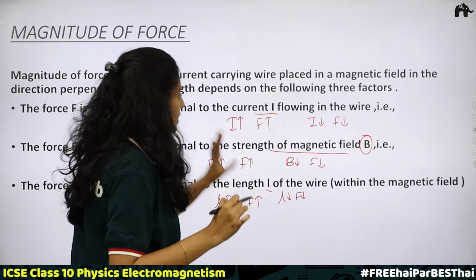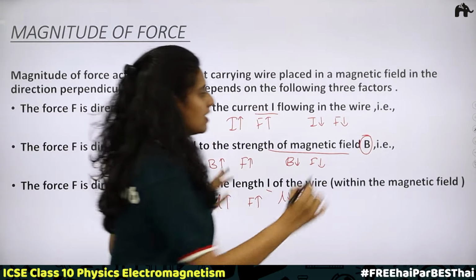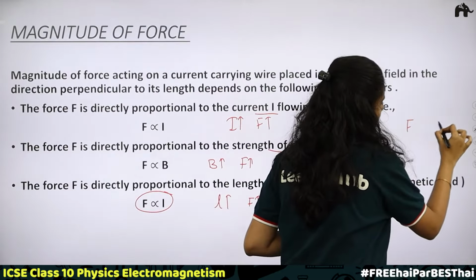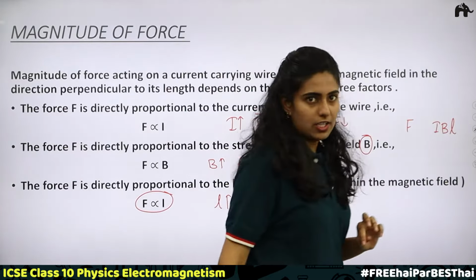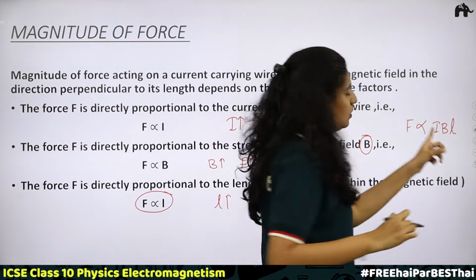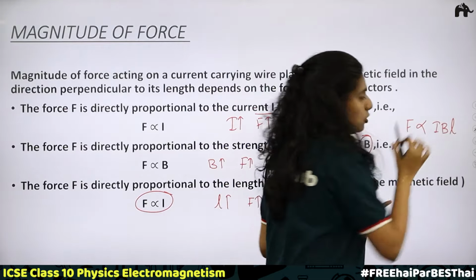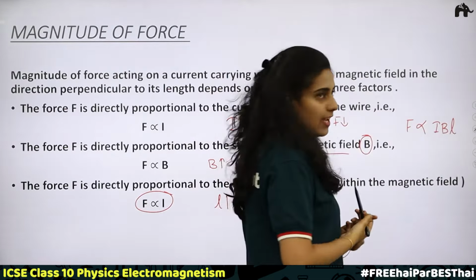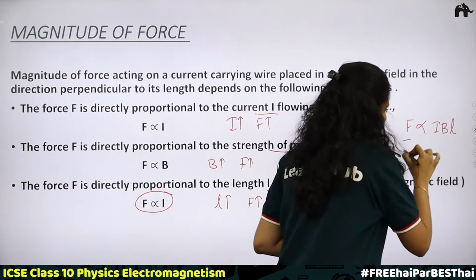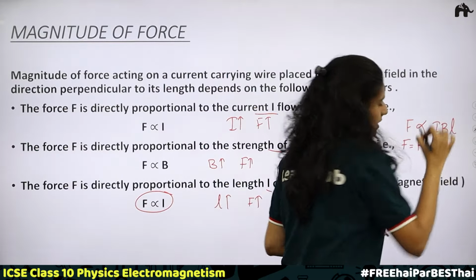Now we know the three factors on which the force depends. Force depends on current, magnetic field and the length of wire used. Force is directly proportional to current, force is directly proportional to magnetic field, force is directly proportional to the length of the conducting wire. Which means you can remove this proportionality with a constant K.